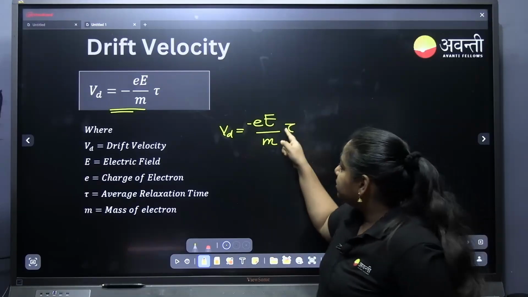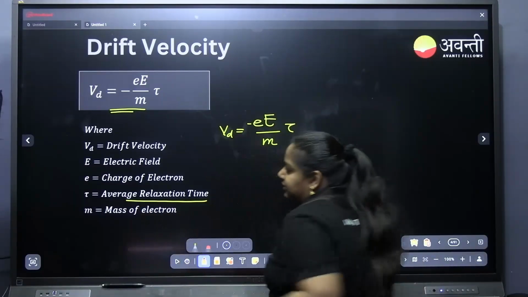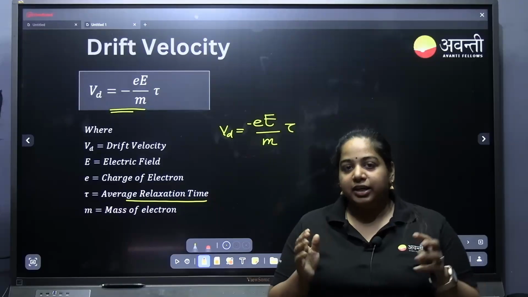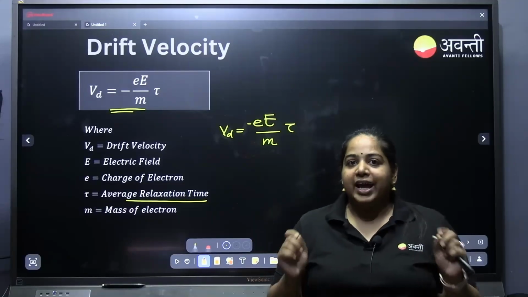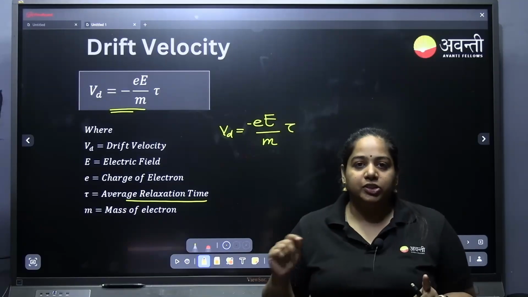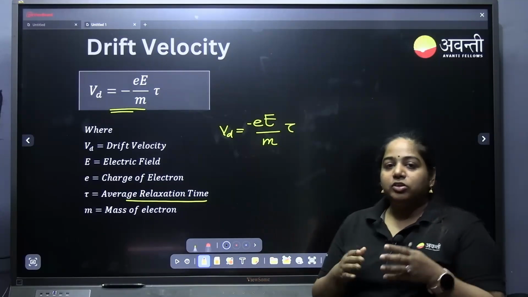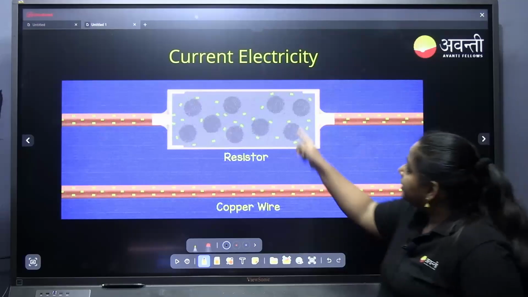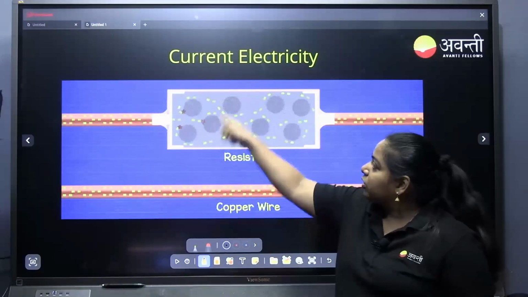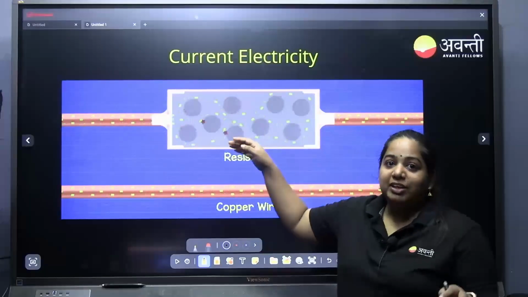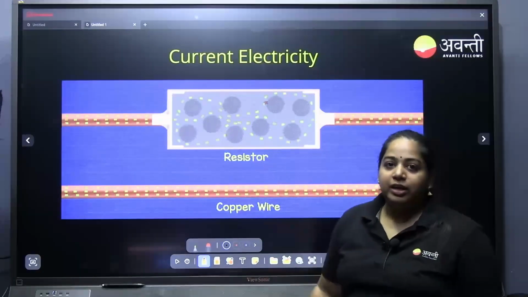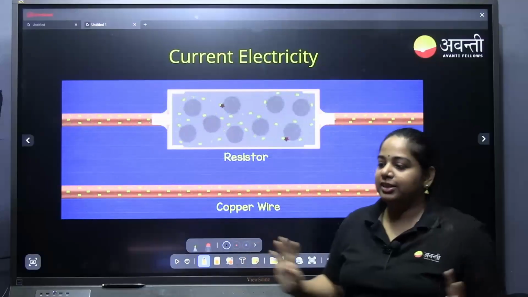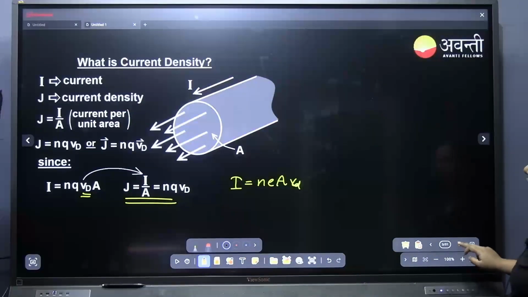This is the meaning of this formula. And this tau is nothing but the average relaxation time. Relaxation time means the time between two consecutive collisions. Why is this? Because electrons will hit other, like in the first page, as you can see, when there is a resistance, electrons will collide with this resistance, they will collide with each other also. So that is what creates the collisions in the resistor, and the time between two successive collisions is relaxation time.